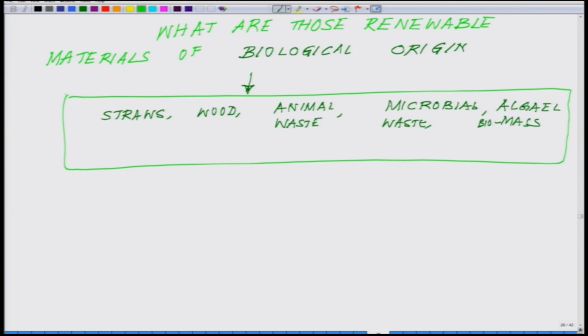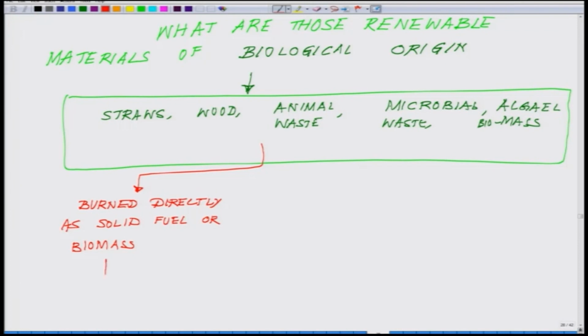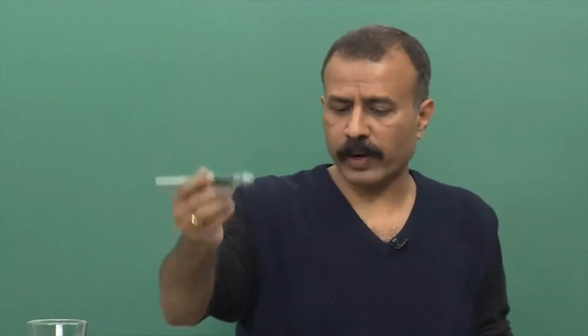Now, there are two methodologies which could be followed for how we can process them. They could be burned directly as solid biomass. Okay, this is one route. You all must have seen this: burned directly as solid fuel or biomass, which leads to generation of heat or power. This is an age-old process. People have burned wood for energy, for cooking, for heating the room and so forth. There is some very interesting thing about wood.